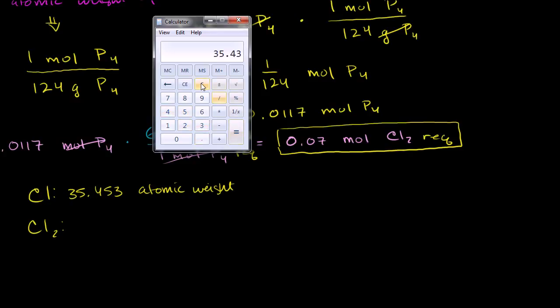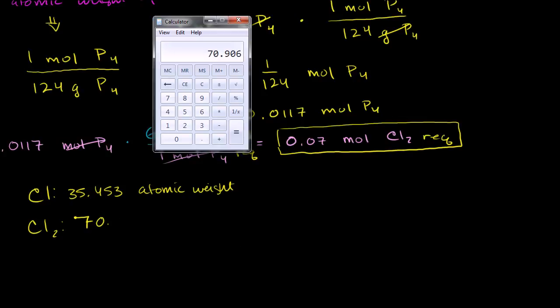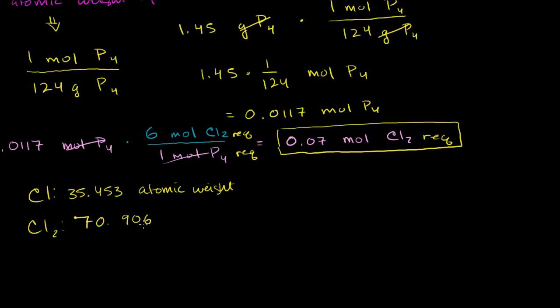35.453 times 2 is equal to 70.906. I didn't even need the calculator. So it's equal to 70.906 atomic weight, which tells us that, well, let me write this information that we had down before.